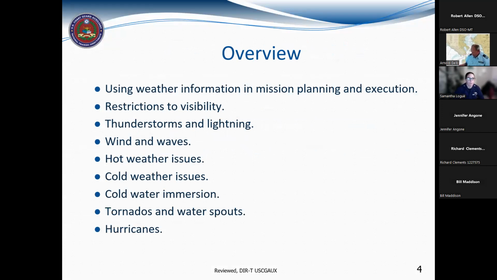We're going to talk about using weather information for mission planning and execution. We're going to discuss restrictions to visibility. We're going to talk about thunderstorms and lightning, which I am tired of after the past couple of weeks here in the Midwest. Wind and waves, hot weather issues, cold weather issues, cold water immersion, tornadoes and waterspouts, and hurricanes.